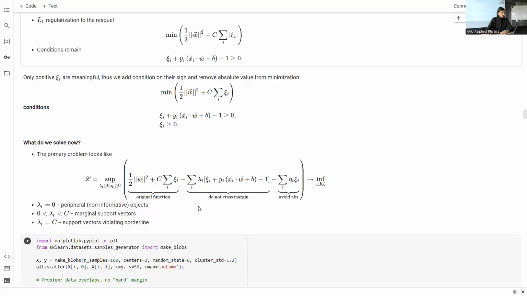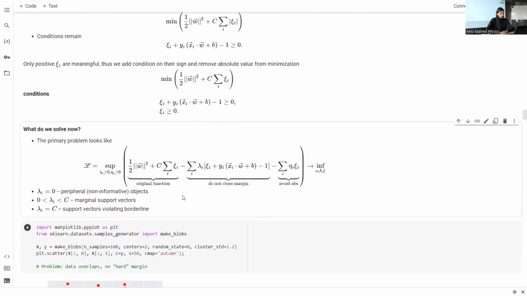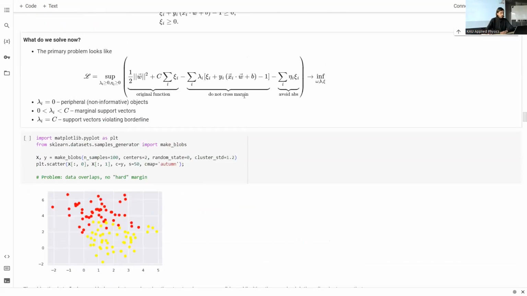And what I have at the end of the day, you see this Lagrangian. And do you remember how these lambdas are called? Lagrange multipliers, or dual variables. Yeah, that's what they are. So here is our Lagrangian. We can do something with that, and we can minimize our new problem.